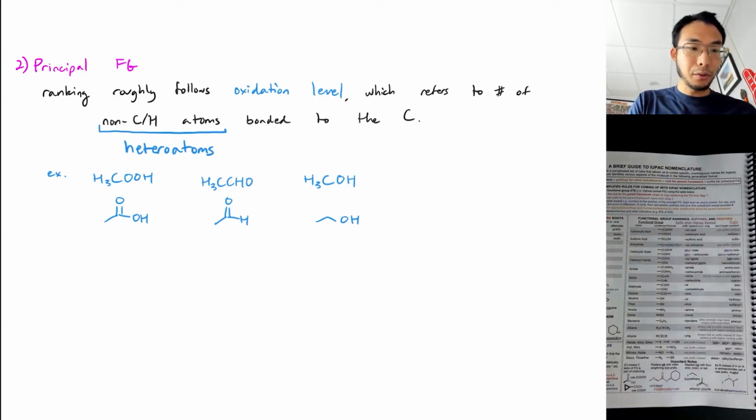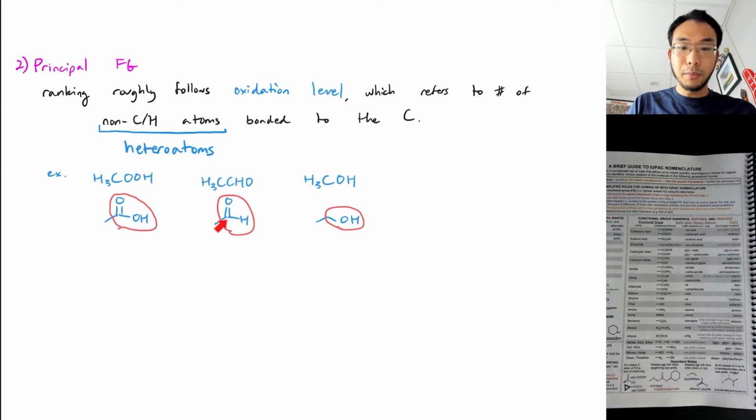So the functional group would refer to kind of this part of the molecule. And so if you're looking at this, you can see there's a carbon here. This carbon has 3 bonds to oxygens. This has 2 bonds to oxygens. This has 1 bond to an oxygen. So I have these ranked from high to low in terms of their functional group ranking.